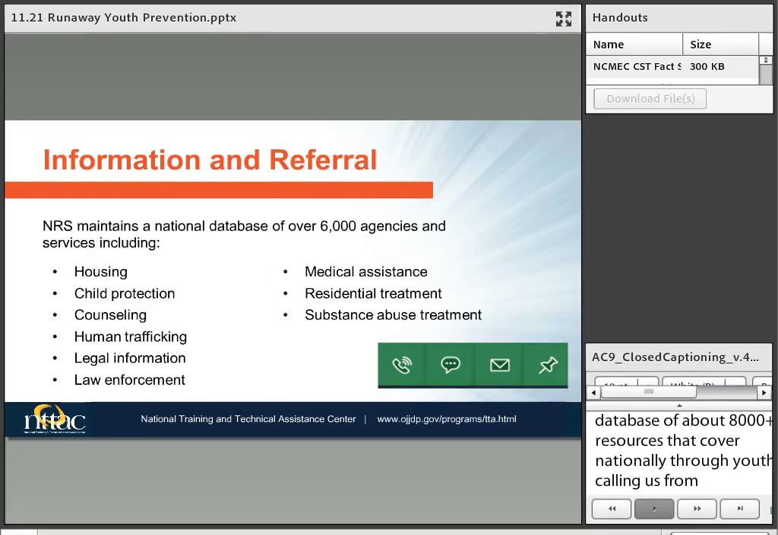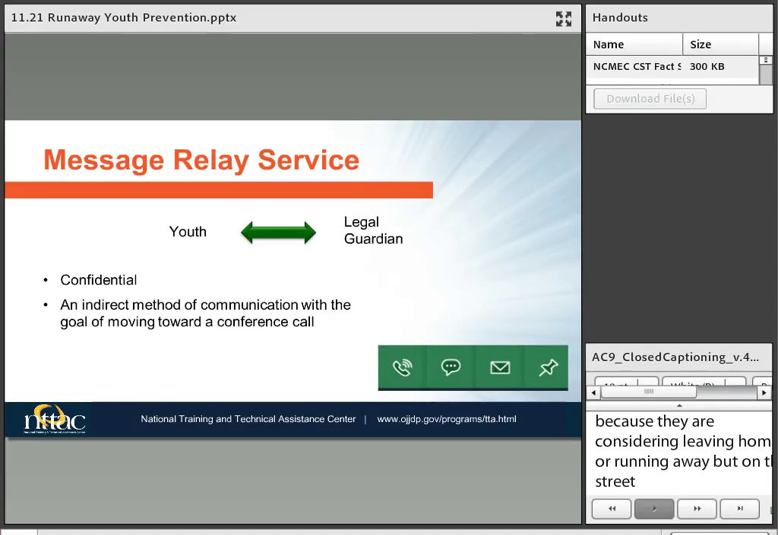This slide gives you a general list of the range of topics and content that we're able to address. I know it's a little out of date, but it gives you a general sense. We get calls not just from youth considering leaving home or running away, but from youth on the street looking for a myriad of resources and access to services. This is just a sampling of the issues we can discuss with them and connect to resources in their community.